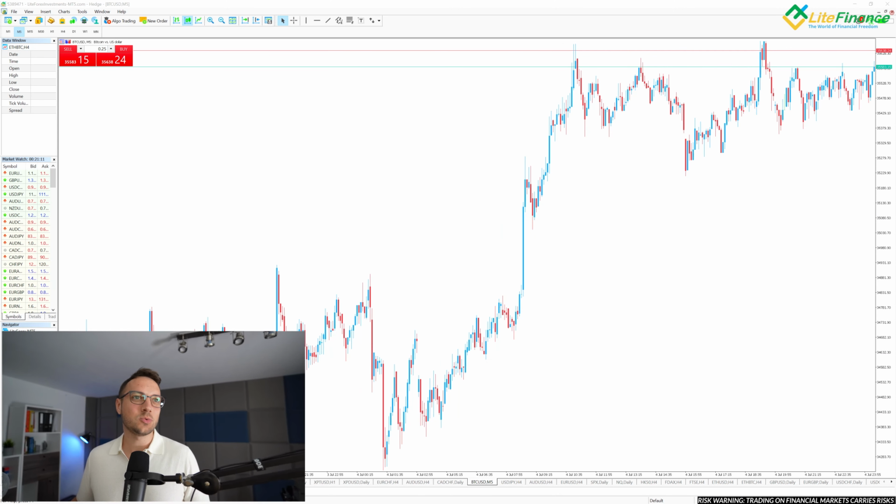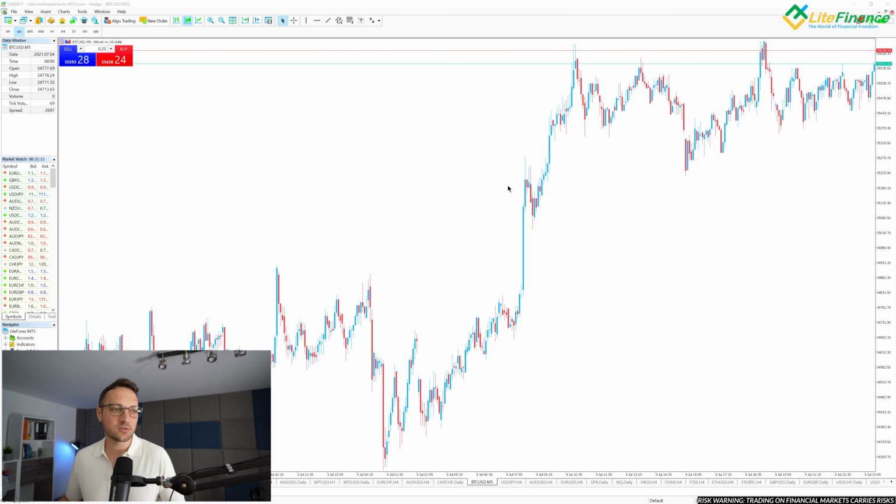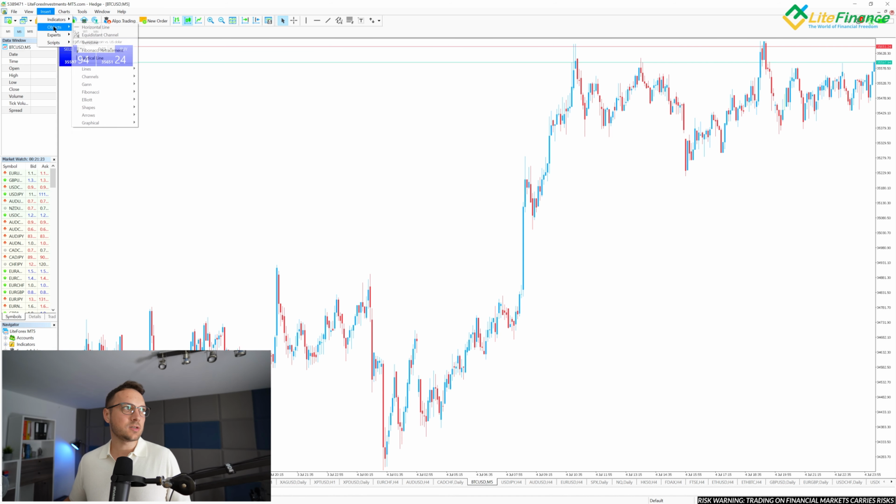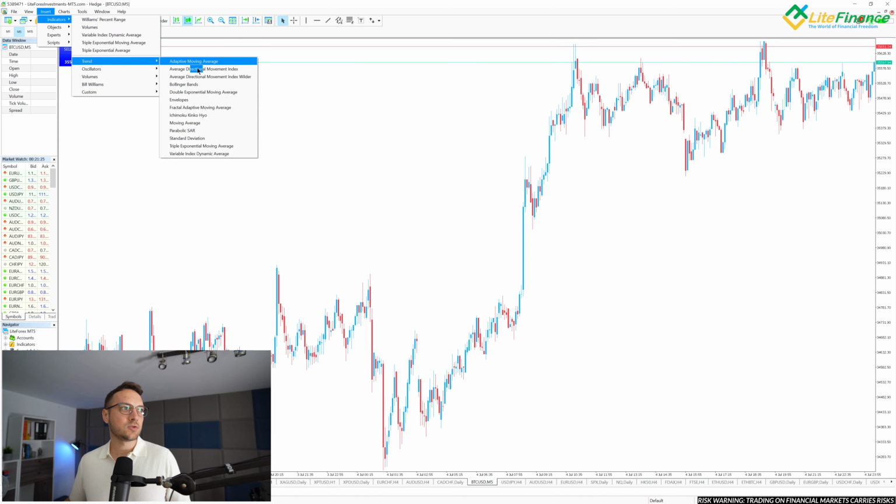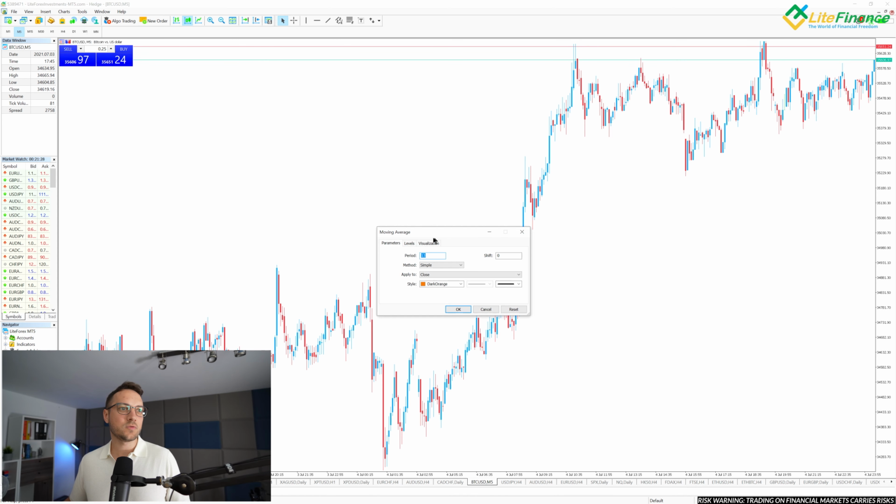So maybe let's start from the beginning and go to the platform. Right here we have the real-time Bitcoin chart, and the strategy goes as follows. We need to add three simple moving averages. So let's start adding them. Go to Insert, Indicators, Trend and Moving Average.